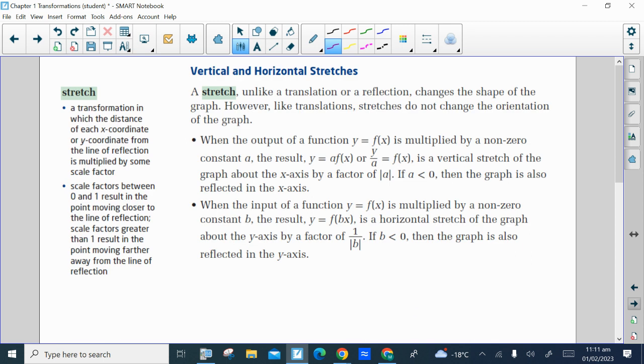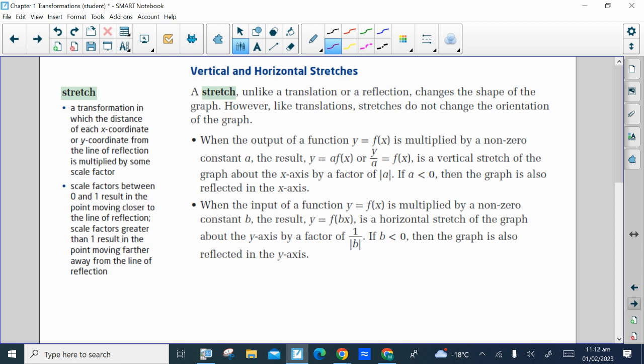So on the next page, it kind of summarizes all of this. A stretch, unlike a translation or a reflection, changes the shape of the graph. However, it does not change the orientation. When the output of y equals f at x is multiplied by a non-zero constant a, you're going to get y equals a times f at x, or y over a equals f at x. This causes a vertical stretch about the x-axis by a factor of a. And it says the absolute value of a there because when a is negative, again, that does something different. It reflects the graph over the x-axis.